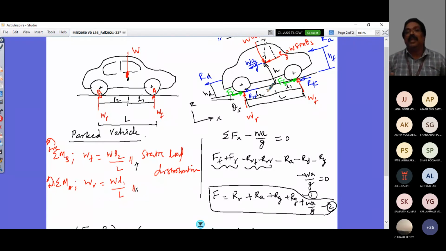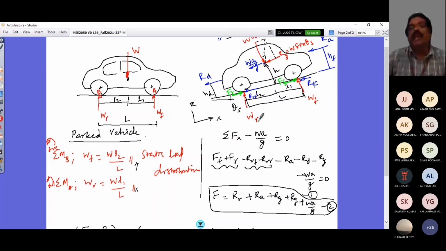And the other way, if I suddenly apply the brake, what will happen? The load from the rear would be transferred to the front. That's why when we apply the brake, we go forward. When you suddenly accelerate the vehicle, we feel we go backward. So that is the way you can remember the load transfer. How much is the increment in this, and how much is the decrement in this, is what we now have to look at.